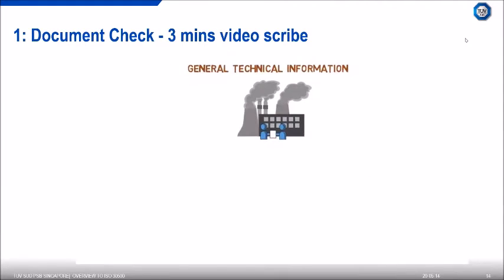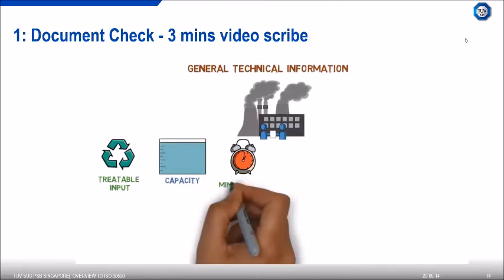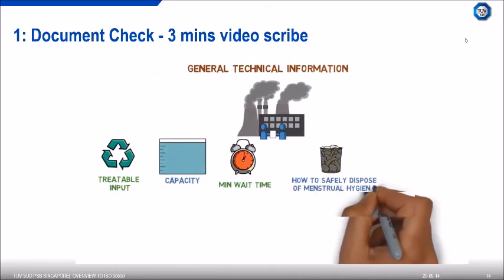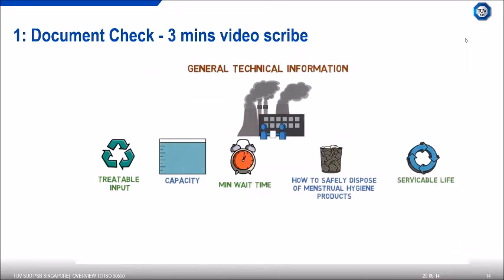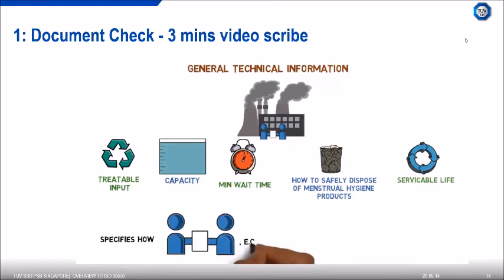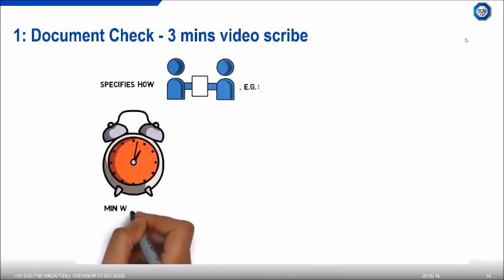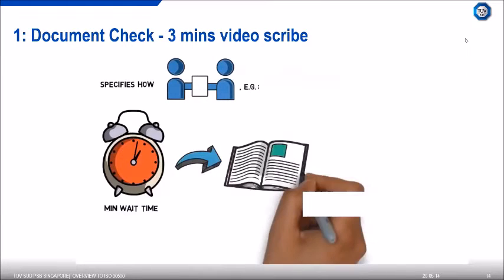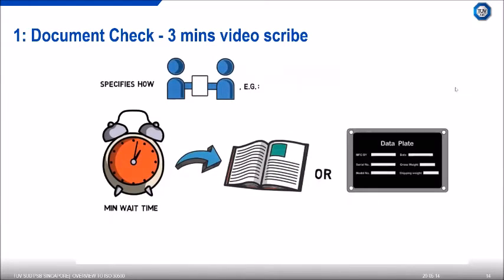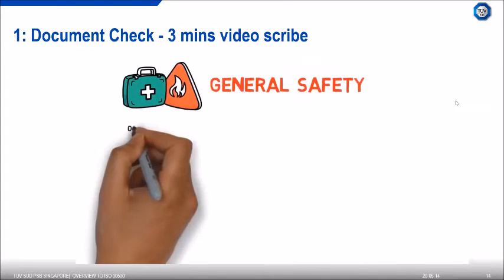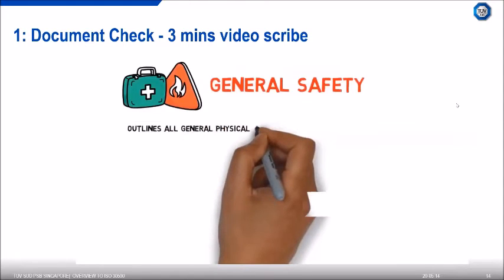This includes the system's treatable input, capacity, minimum wait times between uses, how to safely dispose of menstrual hygiene products, and the serviceable life. The standard also specifies how the information can and should be shared. For example, the minimum wait times between uses should be in the user manual or on a data plate located in the system.